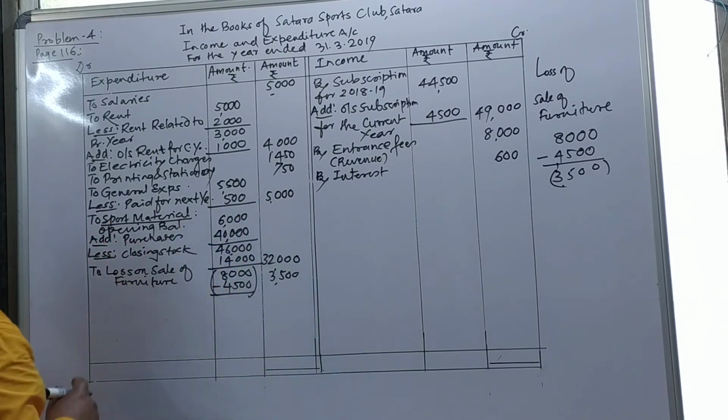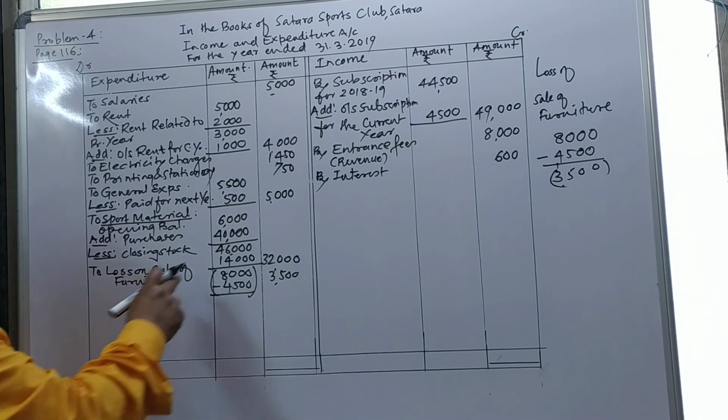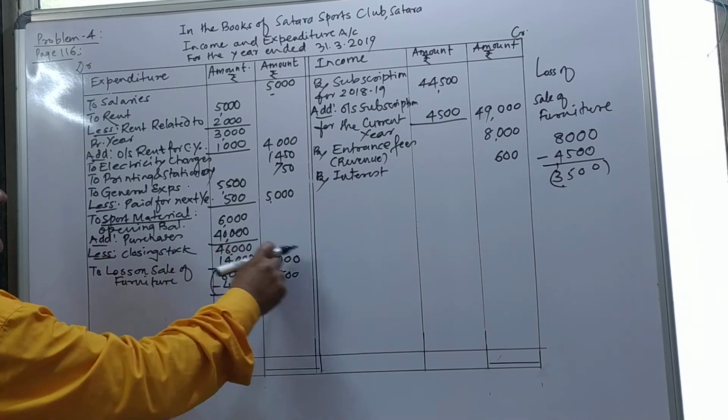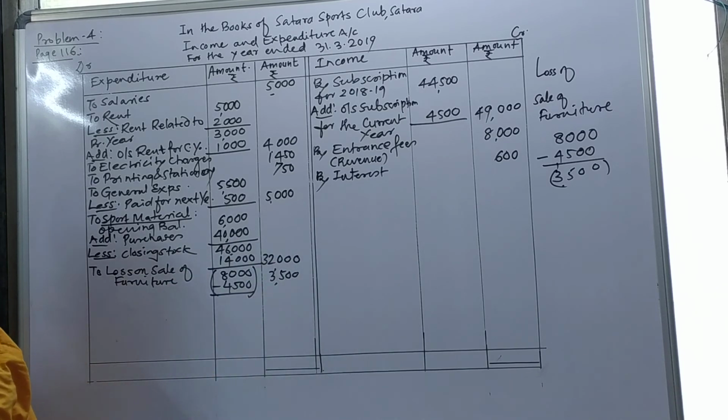Last adjustment 6,000, and there are purchases additions made to the extent of 40,000. It comes to 46,000. Once again, in the adjustment, closing stock of sports material given there is 14,000. So after making the deduction, you will get 32,000 in the outer column.